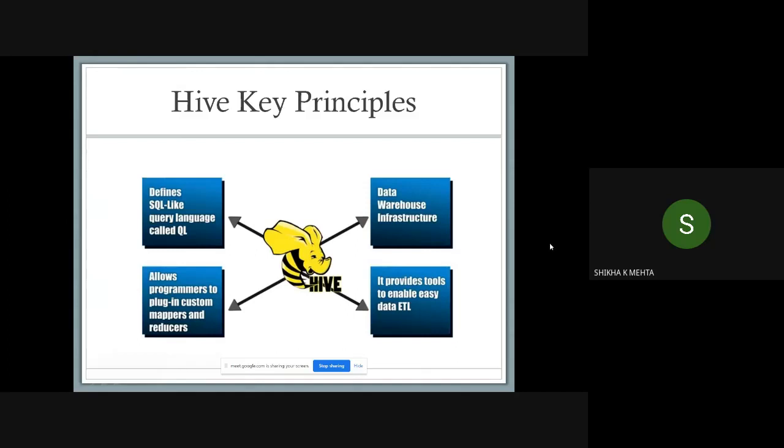Then it provides tools to enable easy data ETL, that is extraction, transformation, and loading of the data. So it has tools with the help of which we can do all the tasks required for the mining and processing of data, or performing any kind of data analytics or business intelligence, right? So Hive is associated with a large number of intelligent tools which help data scientists to perform the task at a faster pace.